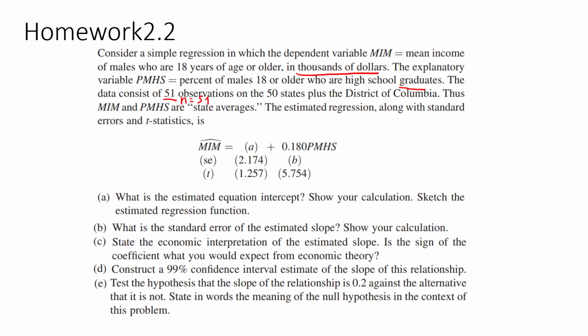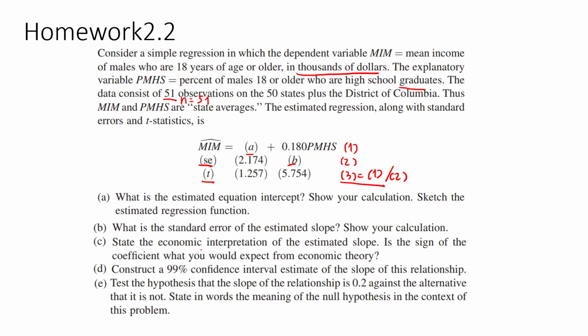And this is their equation. They try to hide A and B. So this is the standard error, and this is the t-stat. So 1, 2, 3. For part 1, please find the intercept, A. For part 2, please find B. You can do it using this equation.